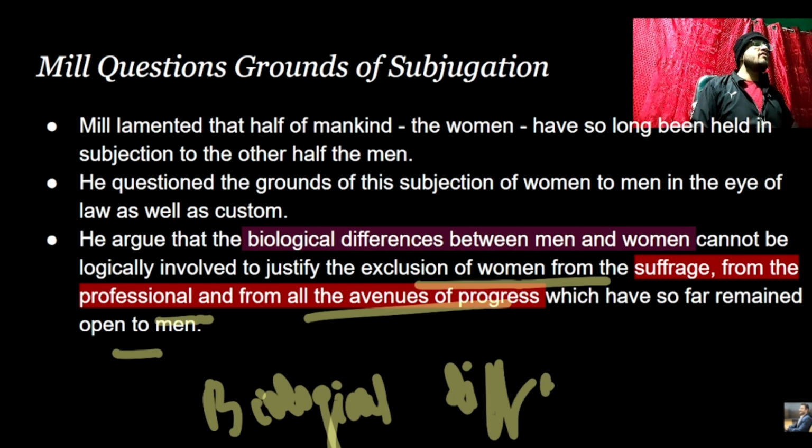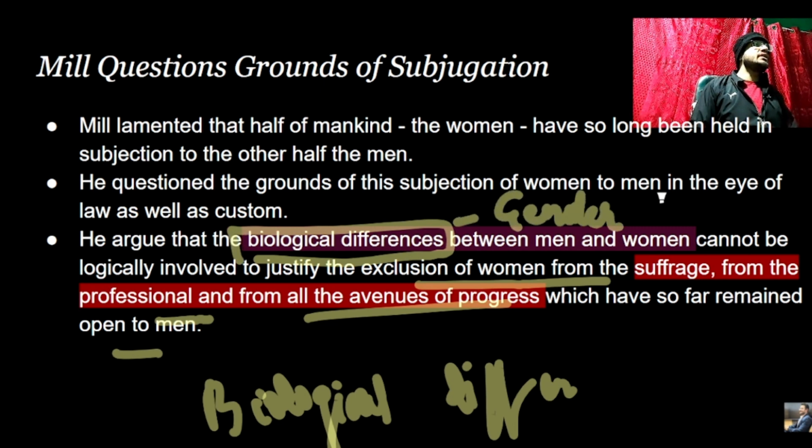Mill is saying that we cannot exclude women from certain basic rights, like suffrage, like the right to certain professions, like their restriction from certain avenues of progress, right? So basically he is questioning the ground of biological difference, right? Biological difference in the sense of gender inequality, right? Gender inequality. And on what basis is this idea of gender inequality founded?